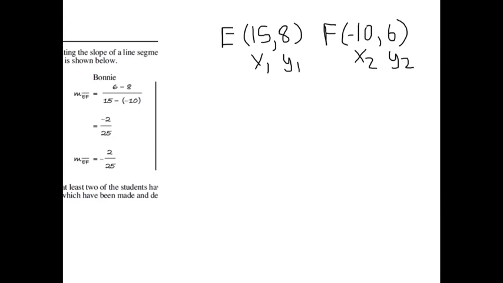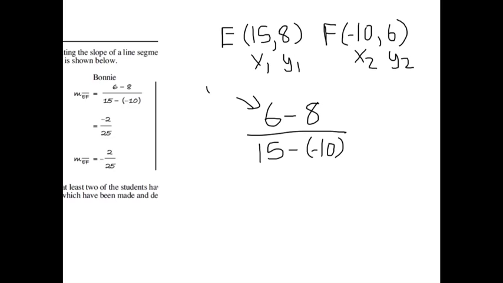Let's take a look at Bonnie's work. Okay, so what she has is 6 minus 8 all over 15 minus a negative 10. Let's establish what each number is. 6 is going to be your y2. Your 8 is going to be your y1. Your 15 is your x1. And your negative 10 is going to be your x2.